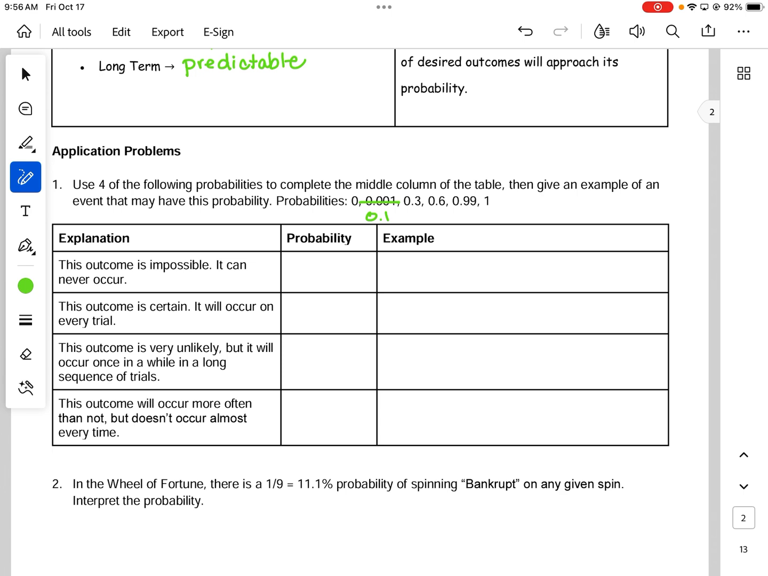So the first one is, this outcome is impossible. It can never occur. What would be the probability of an event that could never occur? 0. So what's an example of something that could never happen? Let's talk about rolling a die. What could never happen when you roll a die? There you go. So rolling a 20-sided die. So we're going to be specific now. Rolling a 7 on a 6-sided die.